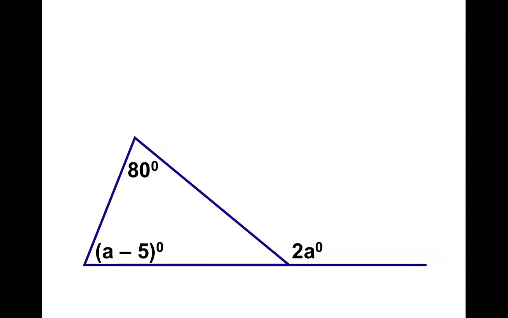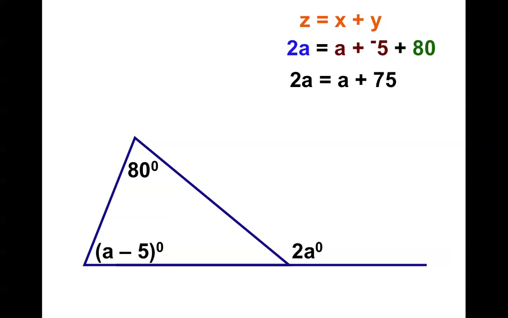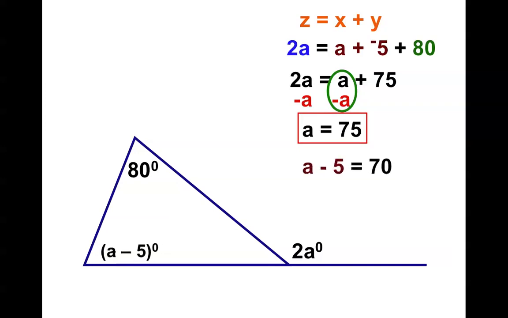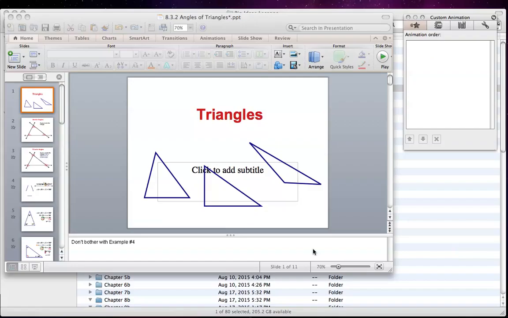Can we kick it up a notch? Absolutely. What if we had this one? Well, once again, if we follow the formula, all you have to do is plug everything in. Now it's an algebra problem just like chapter 1. I combine the things that are alike. If I subtract a and subtract a, I end up getting a equals 75. Now, of course, a minus 5 would then be 70, and 2a would be 150. And doesn't that make sense? Because 80 plus 70 equals 150.